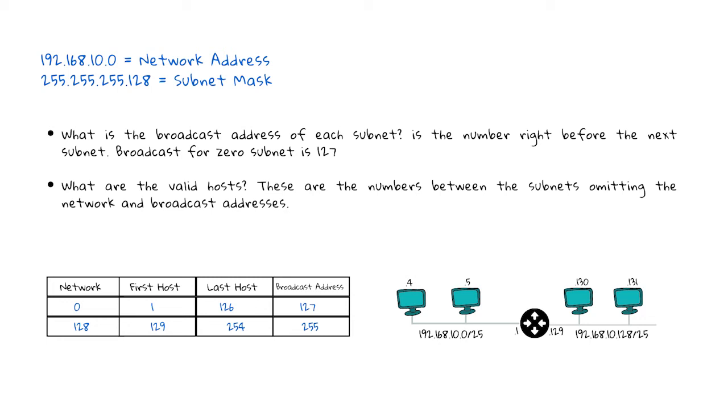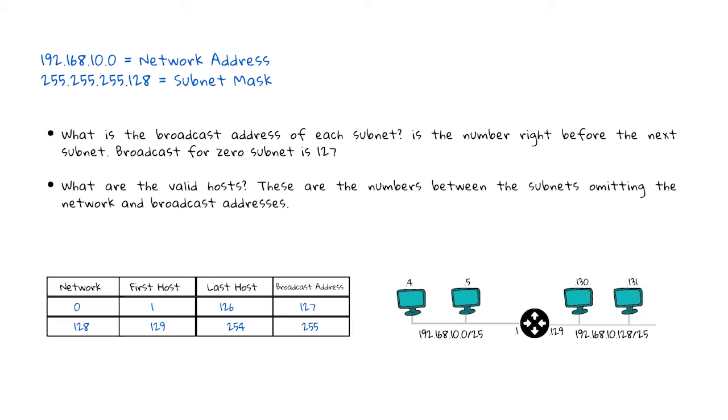And the last question is the number of valid hosts. These are the numbers between the network and the broadcast address. So for the 0 network, it's going to be 1 to 126. And for the 128 network, it's going to be 129 to 254. So this is how we break down or subnet an IP address block and get the different information to answer the 5 questions that we're basically looking for.